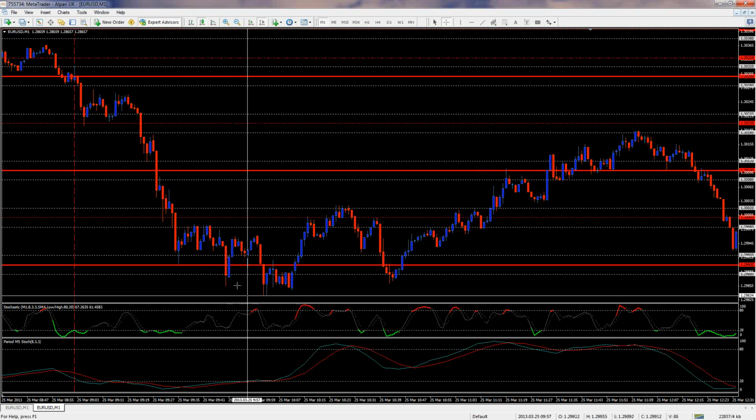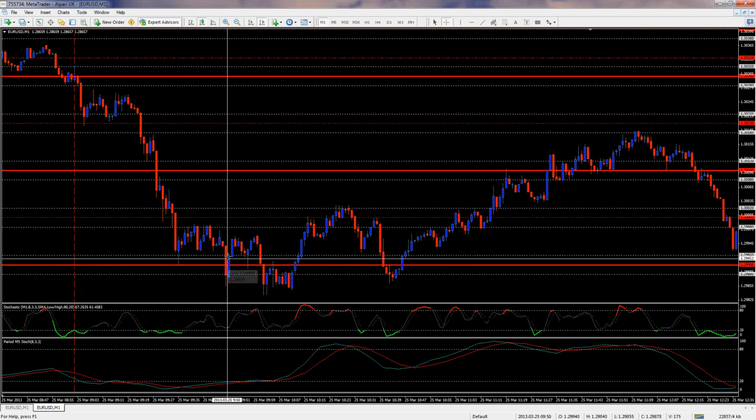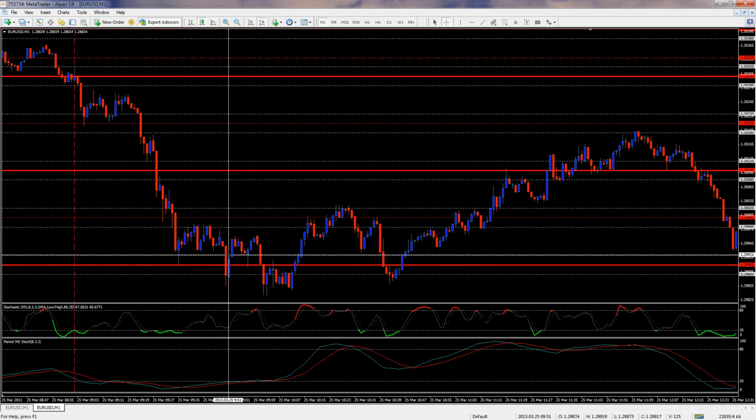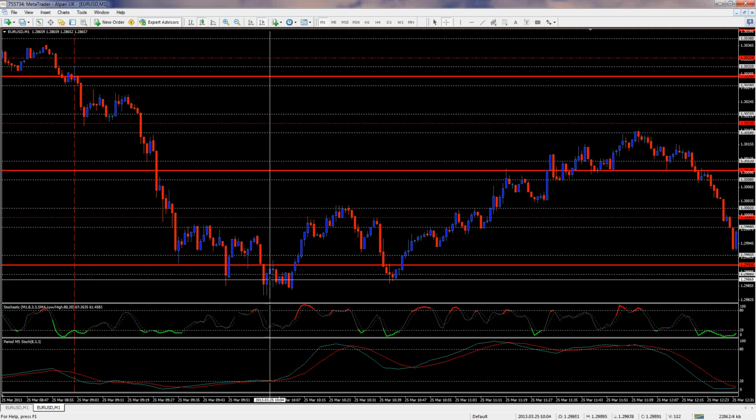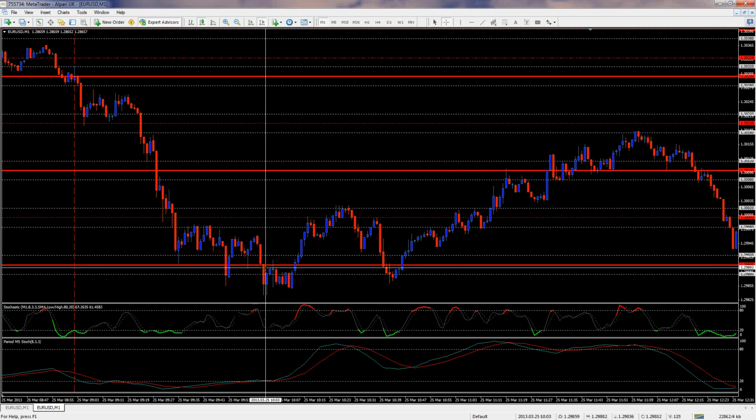And again, we want to time it as close as we can. This one would be actually entering just off of the 92 with a 10 pip stop for that reversal. But if waiting, this is a better entry here.